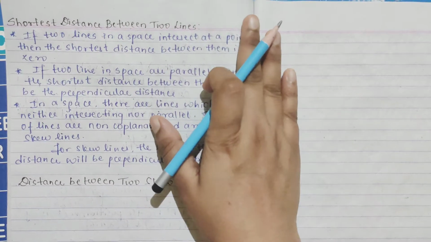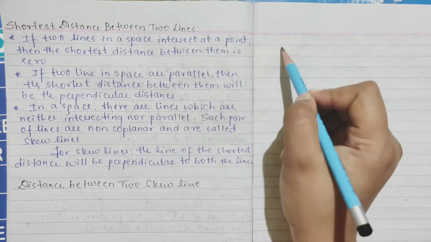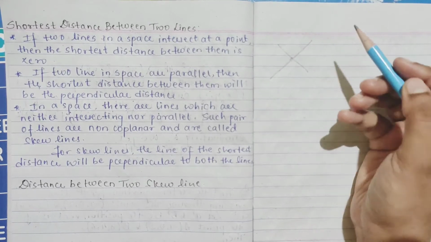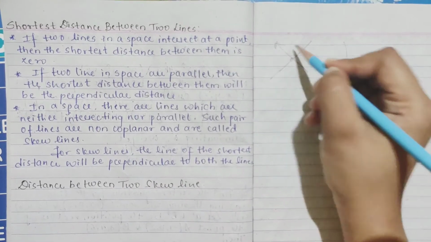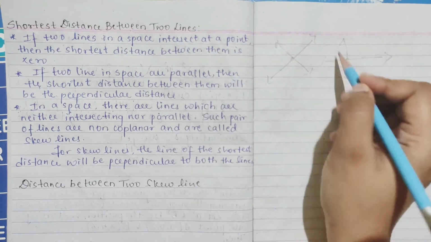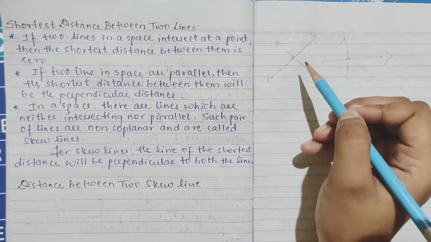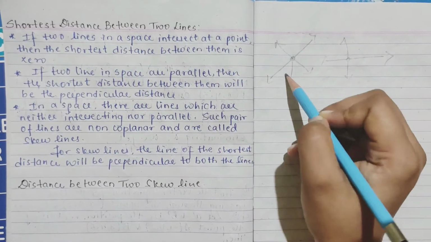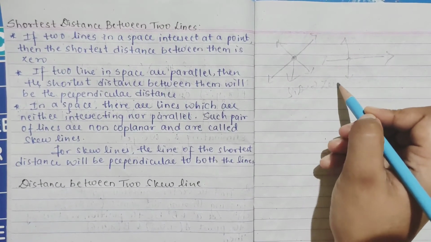You see, there will be two lines in space. If they intersect, like this, here they are intersecting, this is one line and this is one line. So when they intersect, how can we find the shortest distance between the two lines? When they intersect there is no distance between the two, so this will be 0. The shortest distance when they intersect is 0.